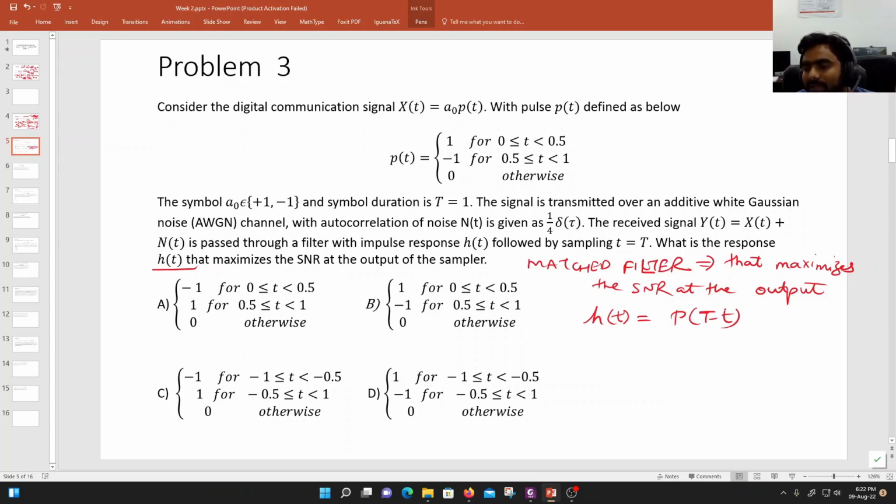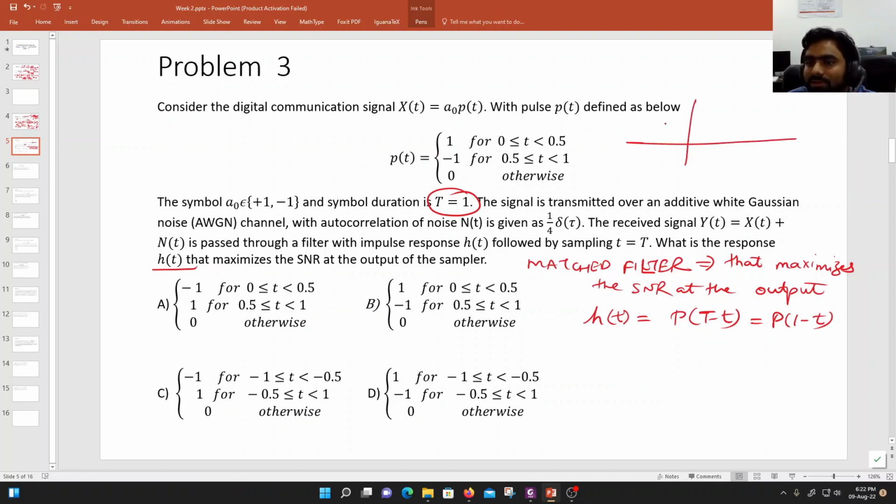h(t) is given such that the matched filter output will be the shifted and mirrored response. Okay, so h(t) would be p of capital T minus t, and capital T is given as 1. So 1 minus t. Capital T is 1. So first of all we will draw. After drawing, if you first draw this one, it will be very easy to solve.